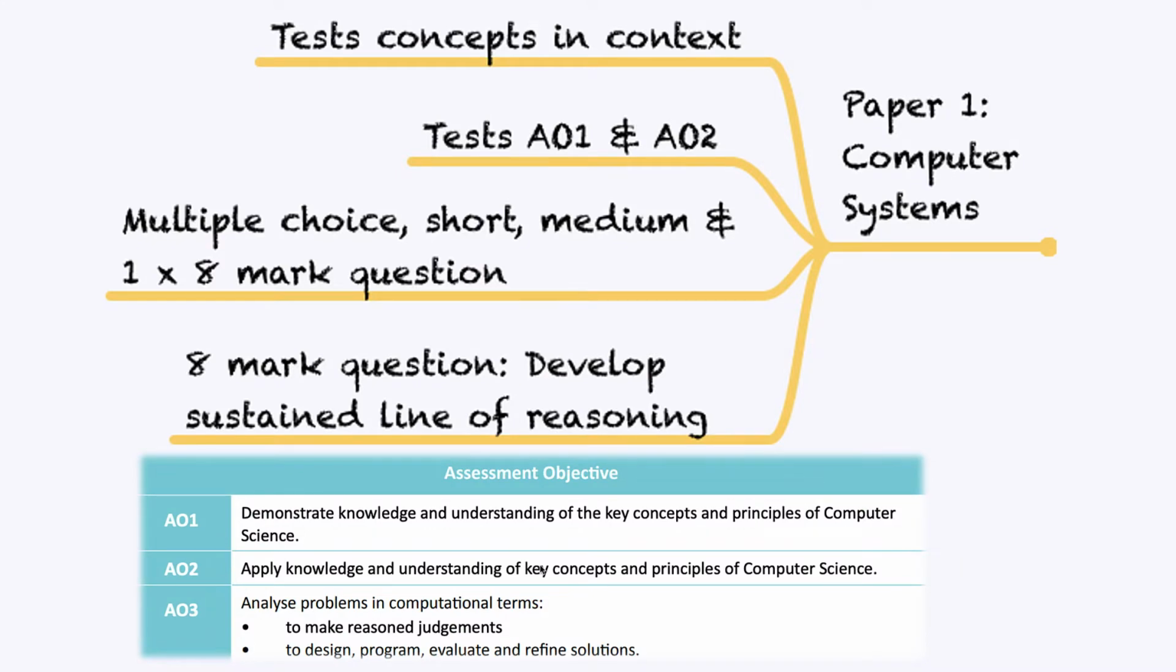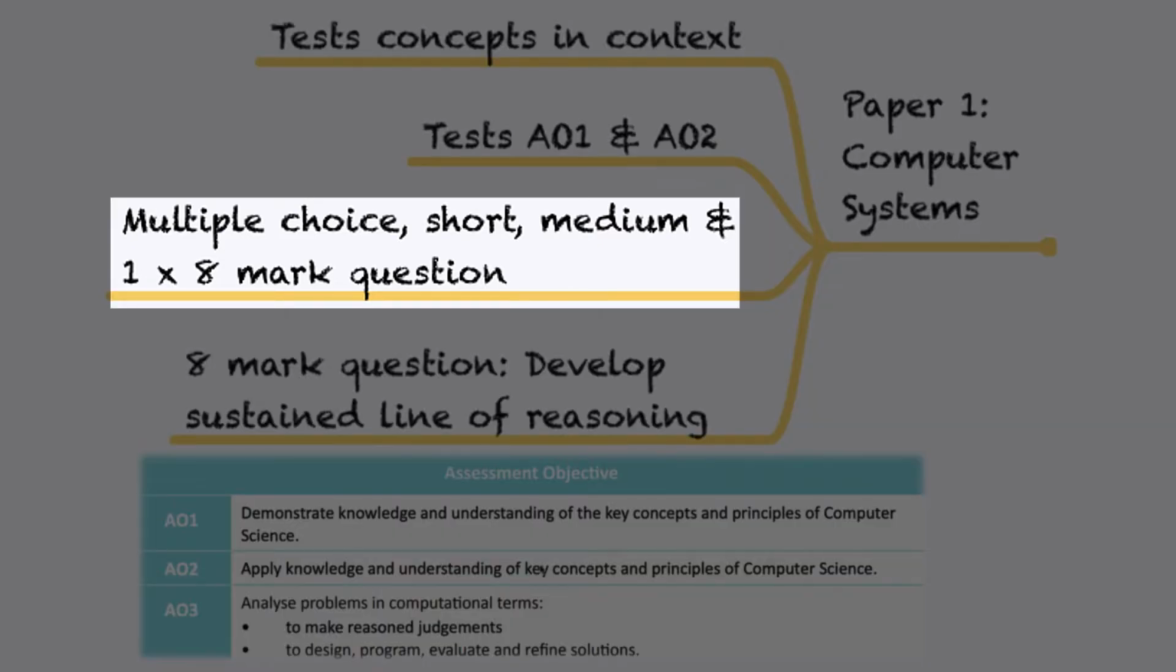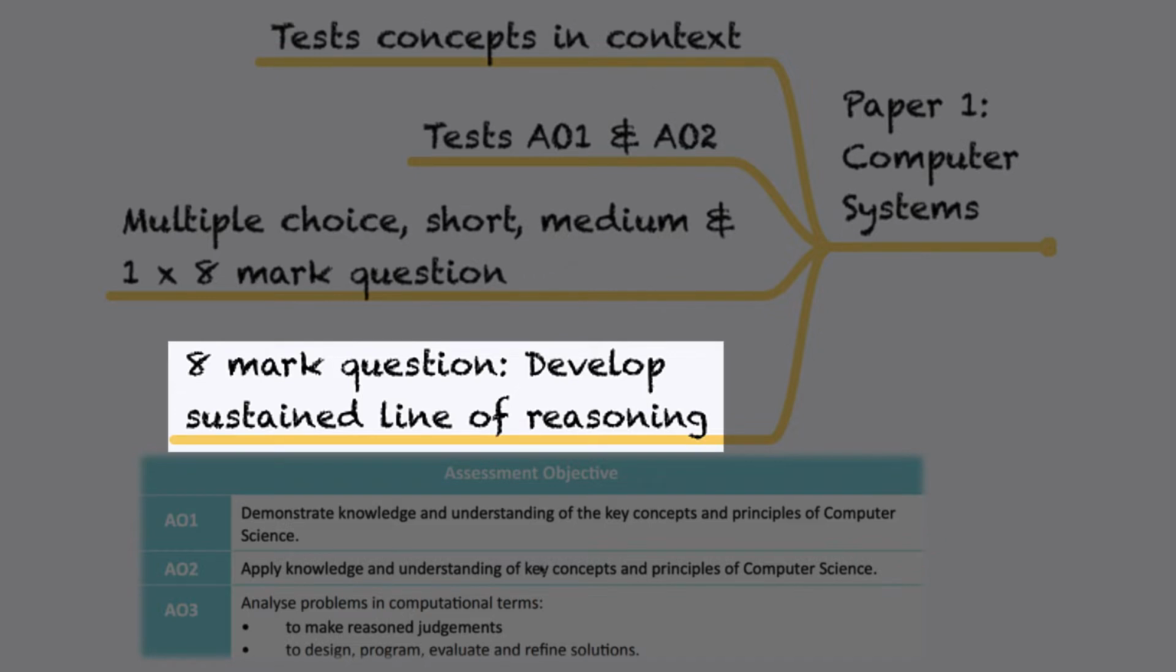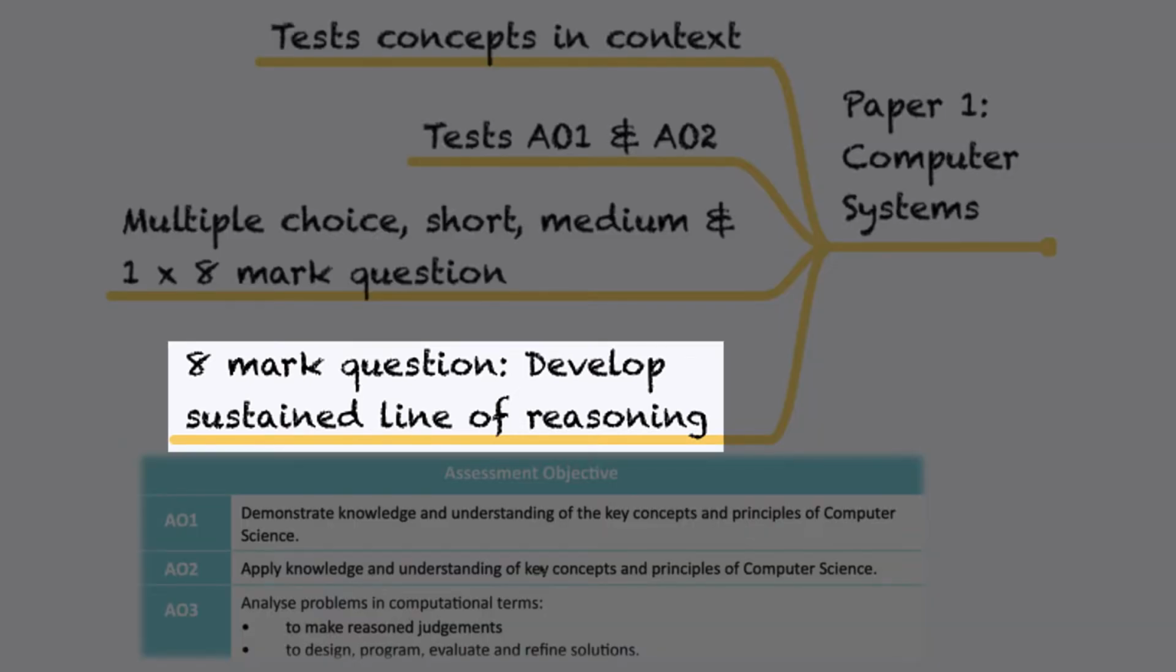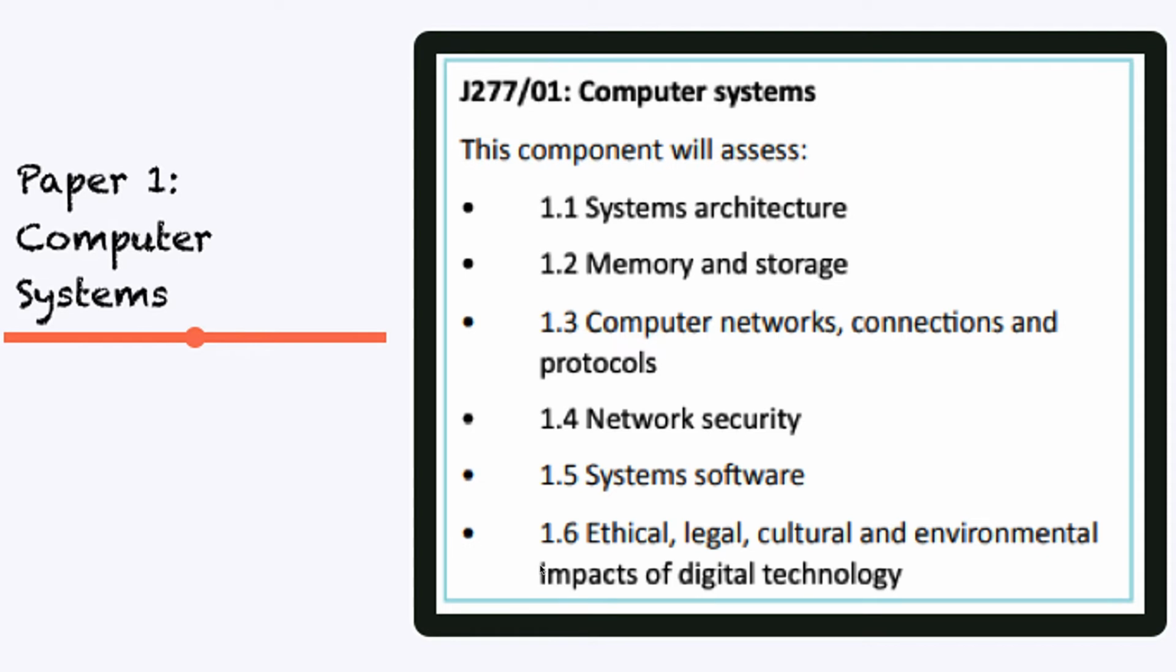So if you think back to the scenarios that OCR have dreamt up, you need to take that knowledge you've acquired in AO1 and apply it to a scenario in AO2. Paper 1 will consist of multiple choice questions, short questions, medium and long answer questions. There'll be one 8-mark question, and the rest will be made up of multiple choice, short and medium questions. And don't forget, they're also graded in terms of easy questions, medium difficulty questions and difficult questions. And the 8-mark question, the focus there is to develop a sustained line of reasoning. These are the topics. Obviously use the specification to cross-check your revision against these topics, but these are the topics that you will be assessed on in paper 1.